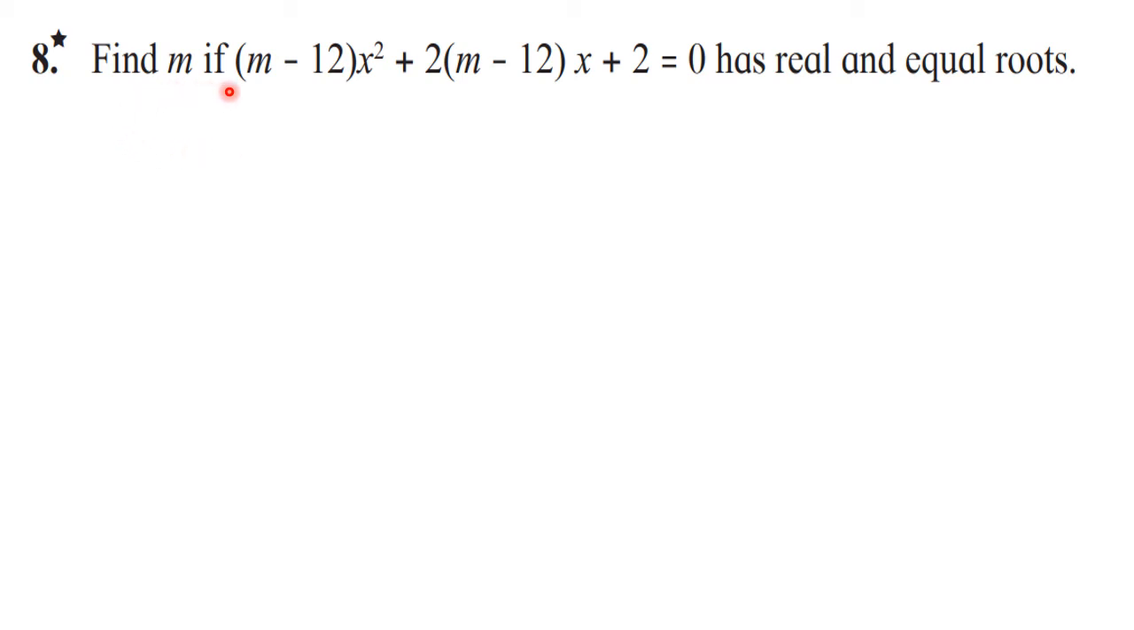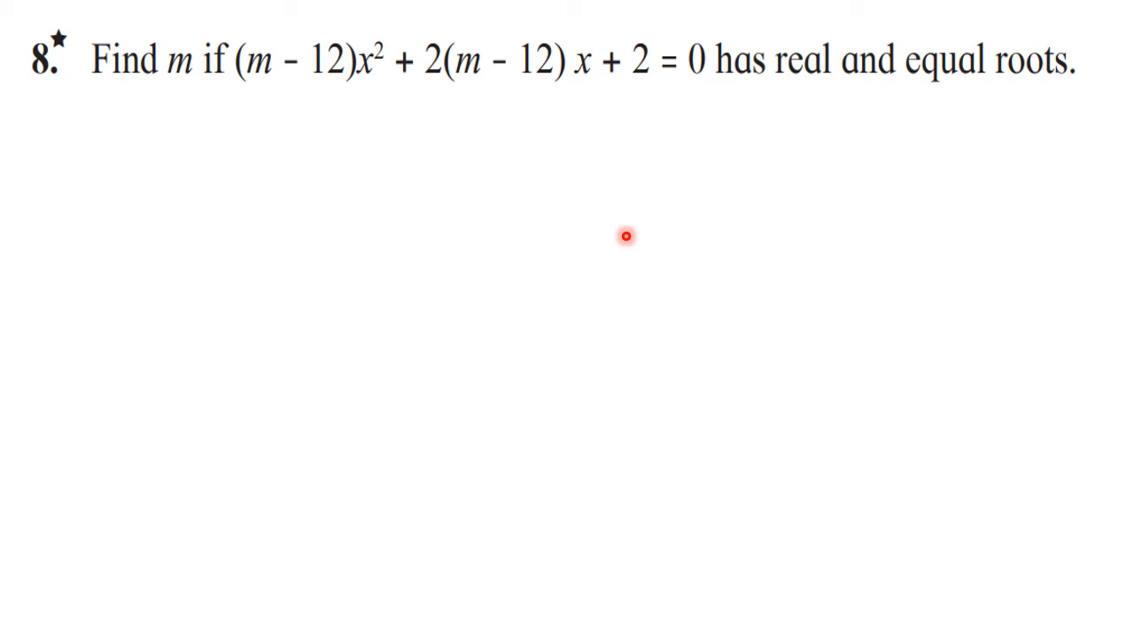Find m if (m minus 12)x square plus (2m minus 12)x plus 2 is equal to 0 has real and equal roots. See, real and equal roots is given. That means the nature of the roots is provided. So you have to recall that particular topic: when the nature of the roots is decided, what we have to find, or by what factor the nature of the roots is decided.